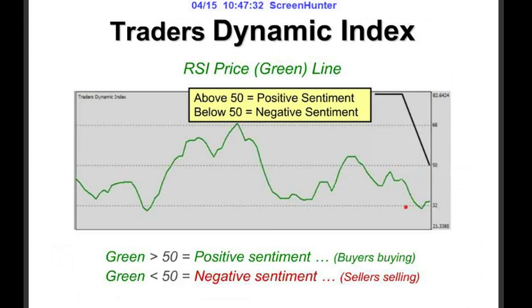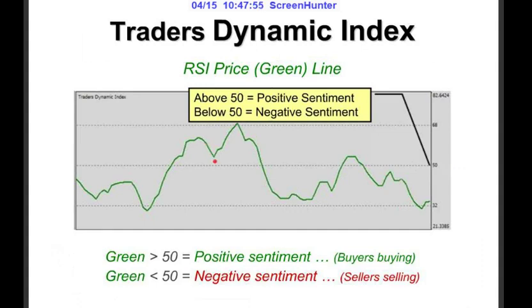Oftentimes what gets folks into trouble is they see the green line coming down right here. And make note of this. If you're following along with me, I suggest taking some notes. What sometimes gets folks in trouble is they will see the green line going down, but this green line going down is not below the 50, so they're looking, well, here's a sell right here.